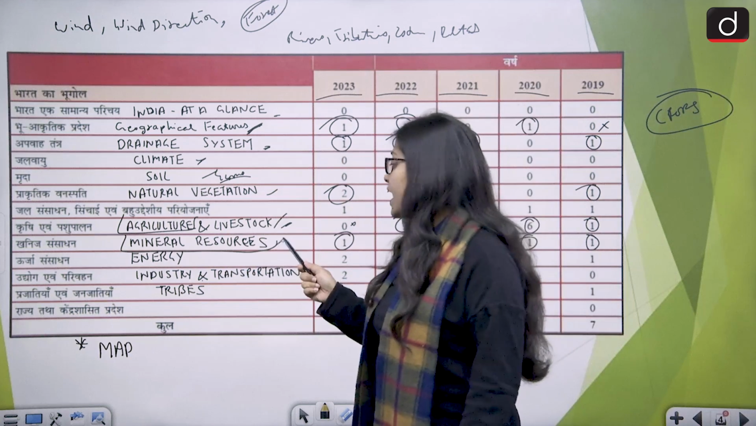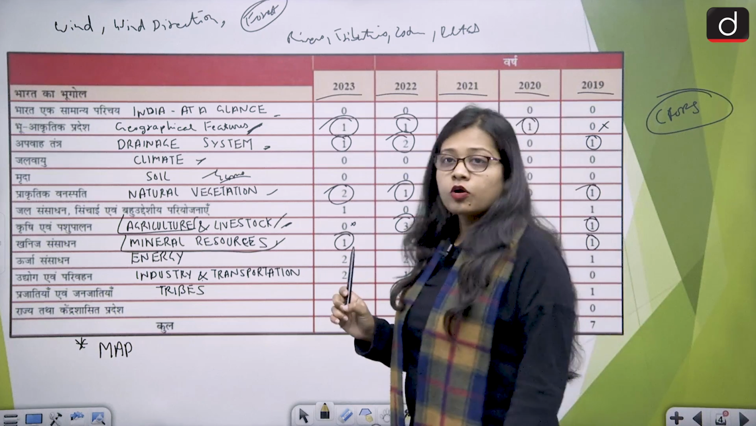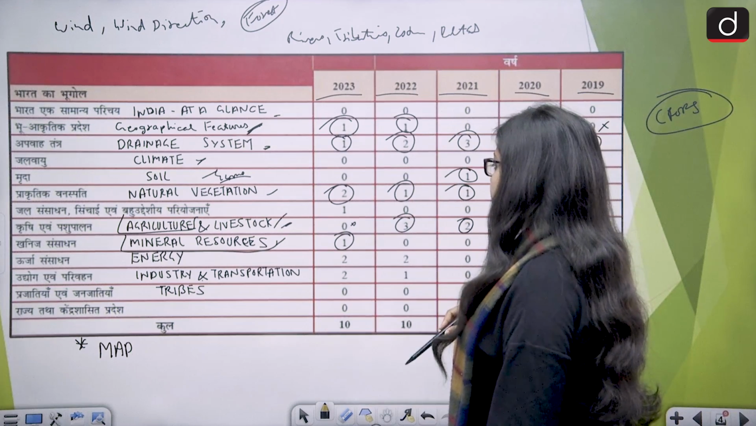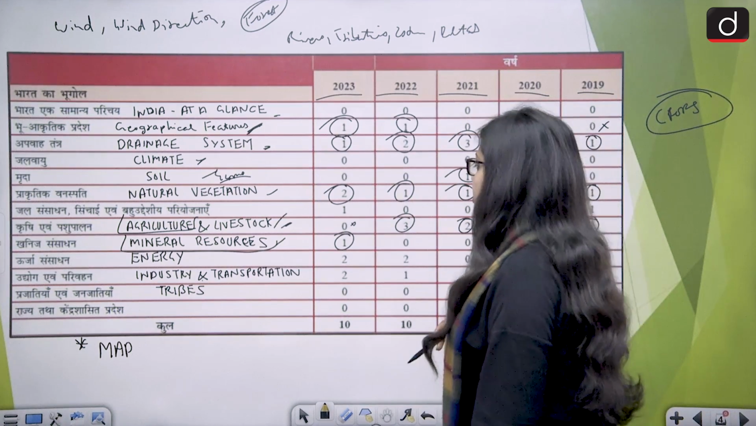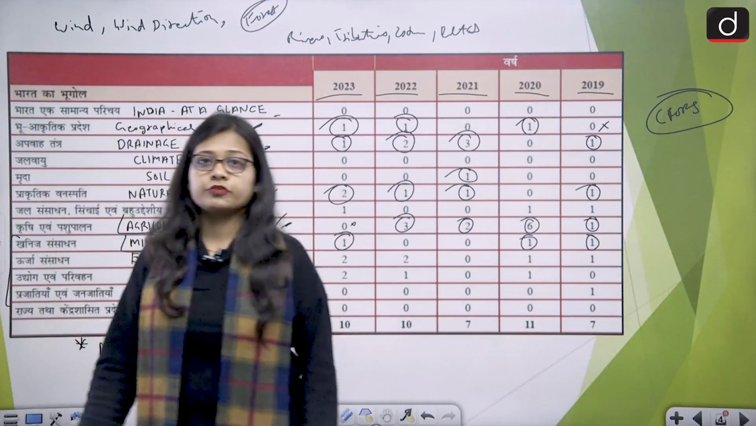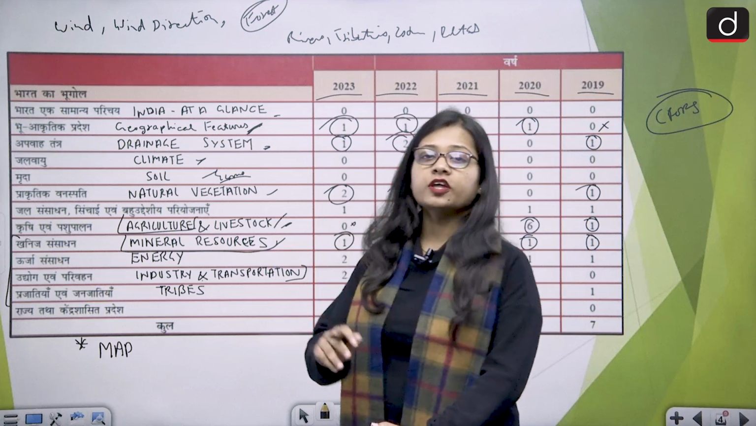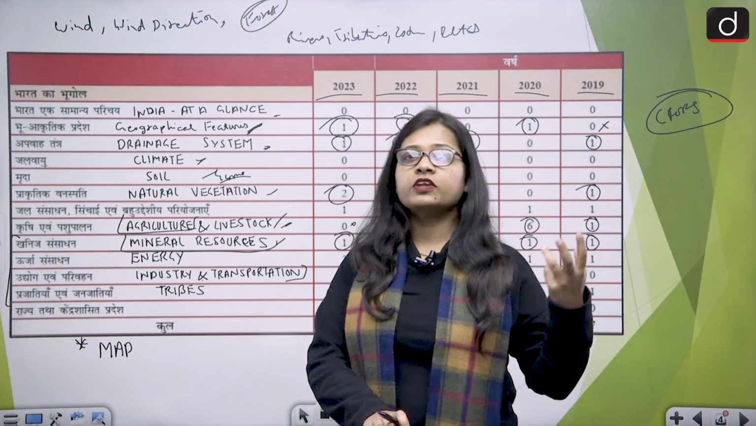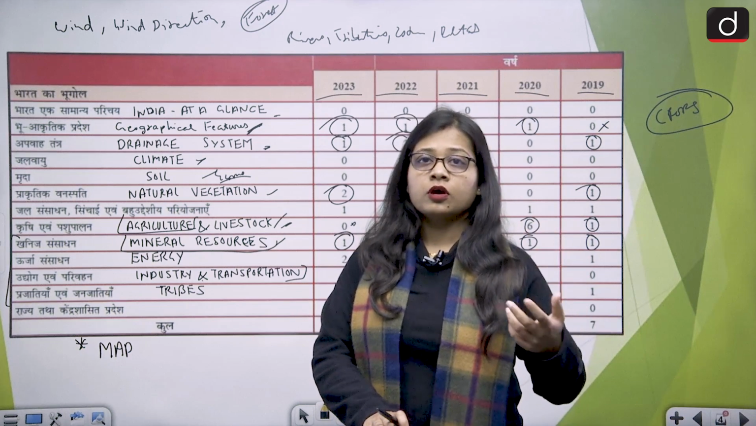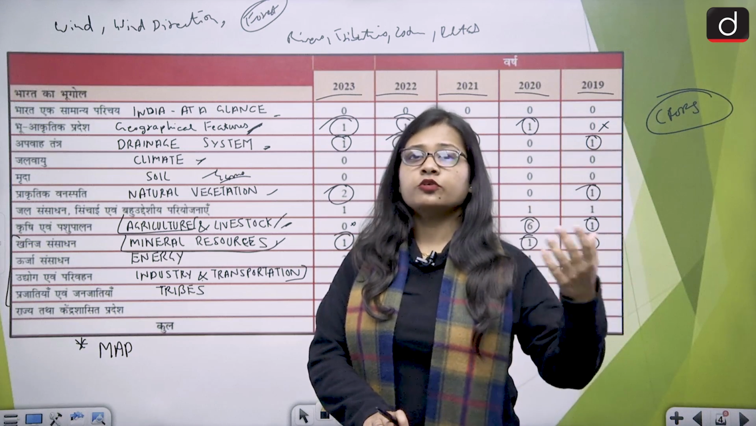So mineral resources, and the number of questions around mineral resources is also increasing. Then comes the energy sector, then there is industry and transportation, and then there are tribes. So you can say that these points become part of human geography. When we talk about the transportation sector, you need to be very well aware of the roadways, the railways, the ports, and the airways, and all the schemes that have been introduced.